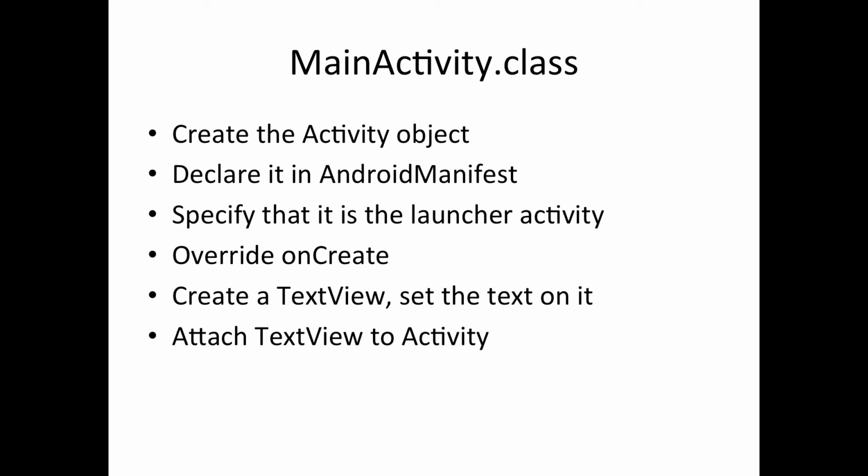You want to keep the default functionality, which is super.onCreate, and then you want to create a text view and then attach it to your activity. So you create a text view. You need an activity to create a text view. We'll see that in the code.